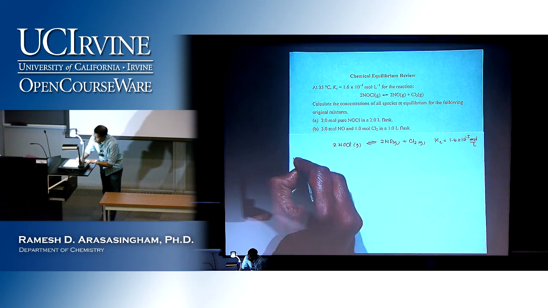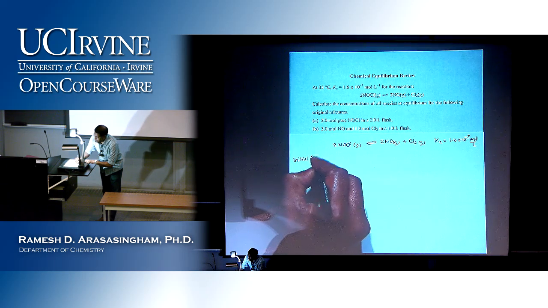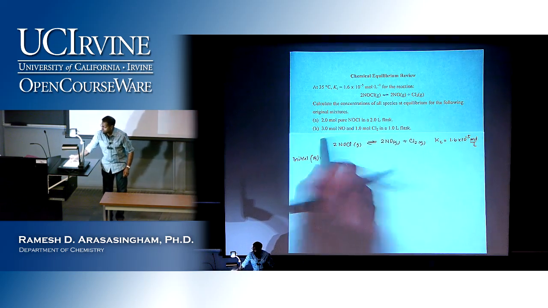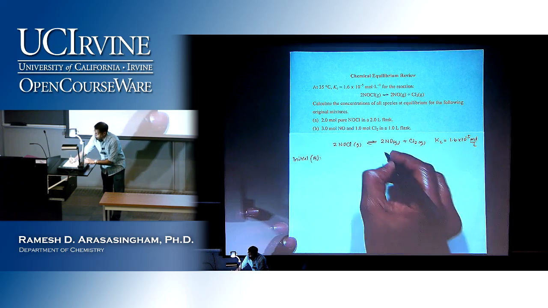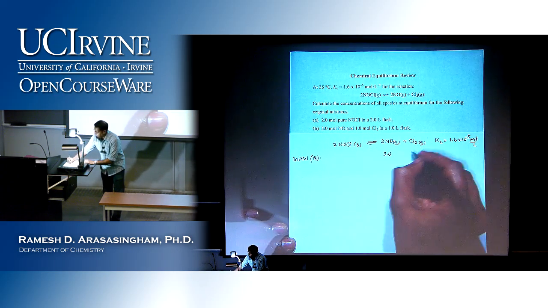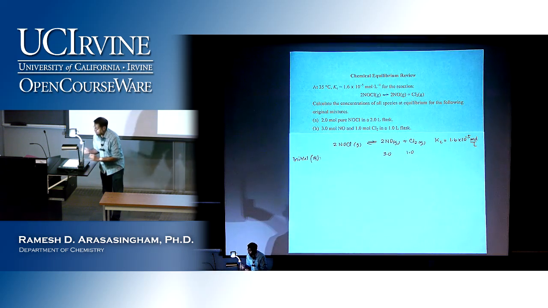Okay? So once again, write Kc to remind you that this is a very small number. Now, if we write down the initial concentrations in moles per liter or molarity, they tell us that we have 3 moles of NO in a 1 liter flask. So what is the concentration of NO? 3 moles per liter. And I have 1 mole per liter of Cl2.